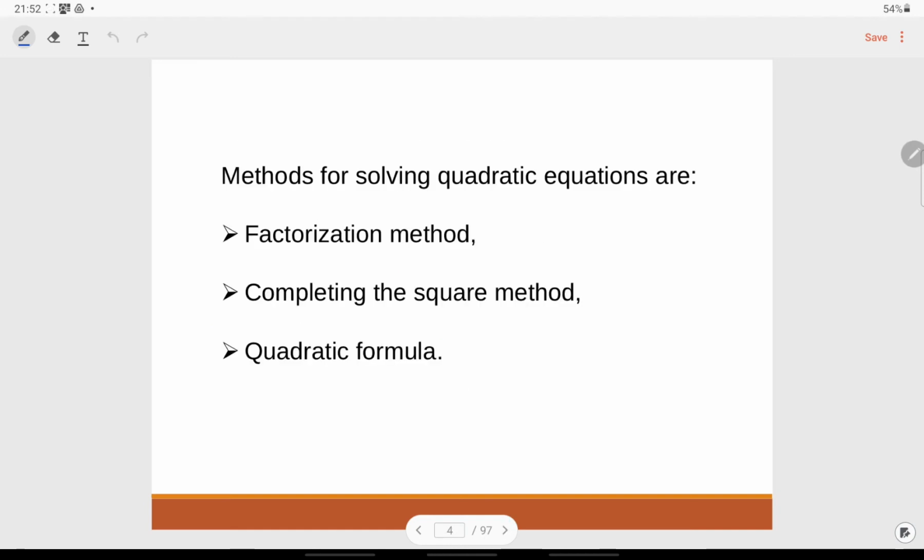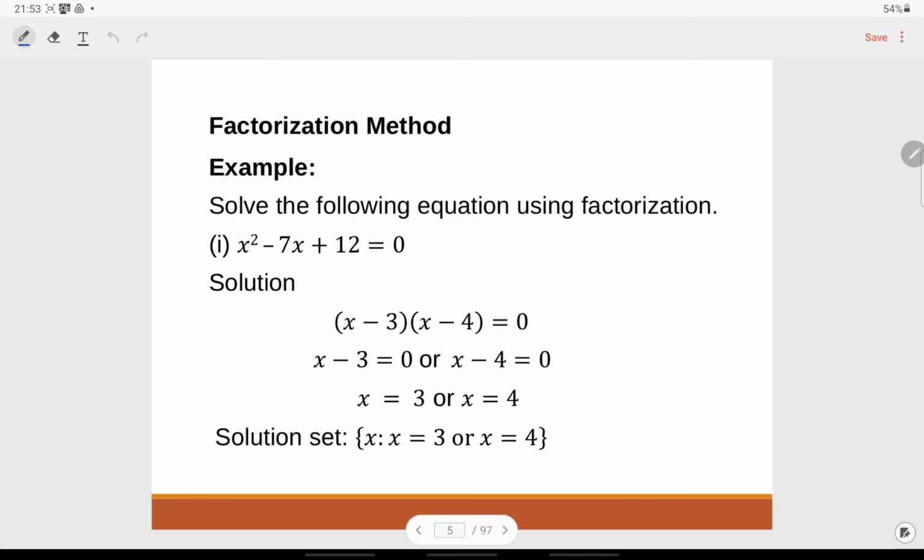So how to solve a quadratic equation? We have basically three methods to solve a quadratic equation. We have the factorization method, the completing the square method, and the quadratic formula method. We cover them one by one, and we start with the factorization method.